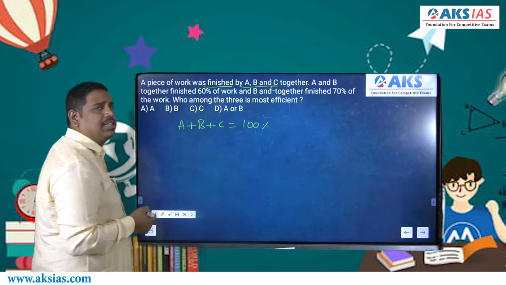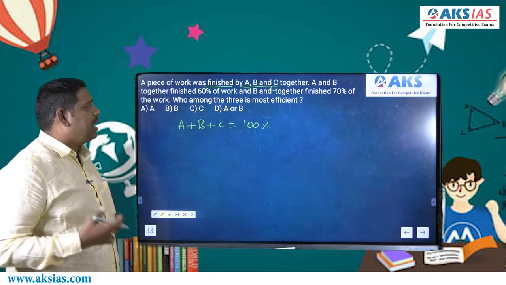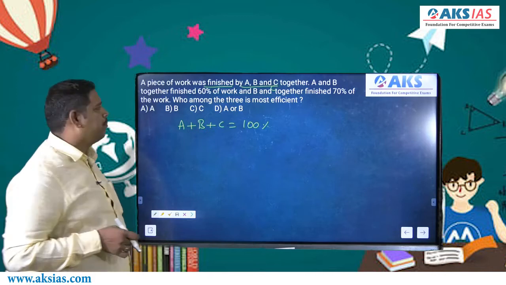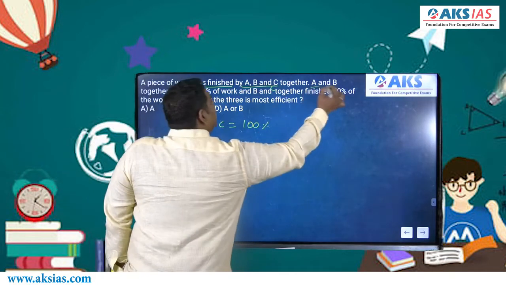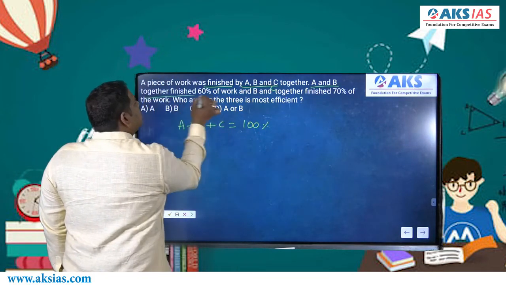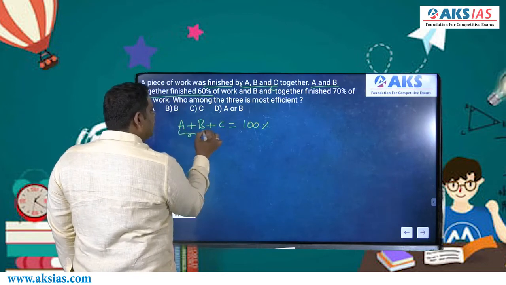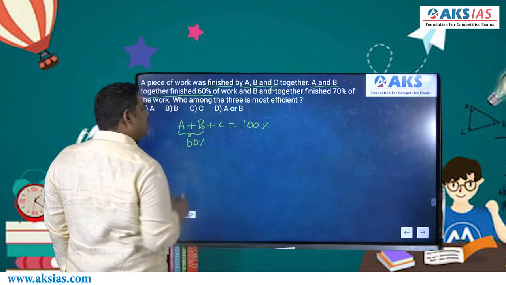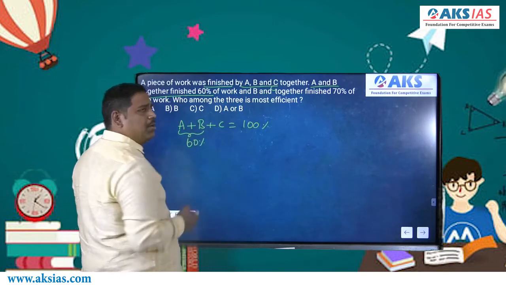100% of the work. Is it correct or wrong? A, B, C together completes how much percent of work? 100% of the work. Total work is 100%. Next statement. A and B together finished 60% of the work. These two finished how much percent? 60%. Sir, A, B, C together 100%.